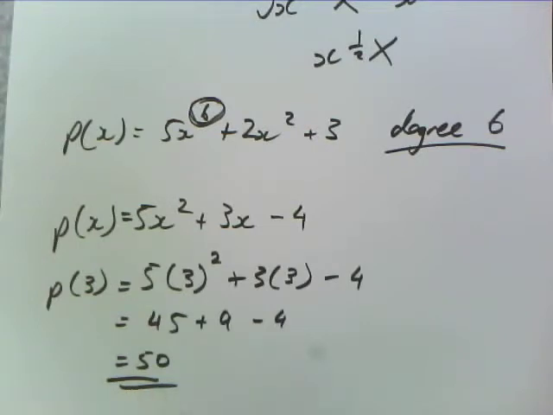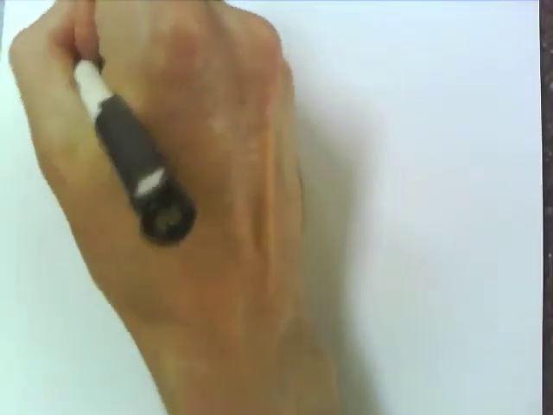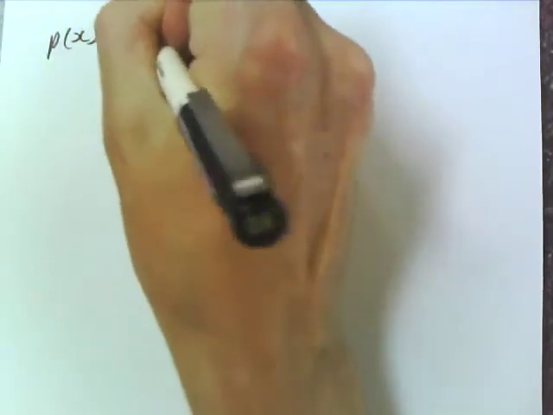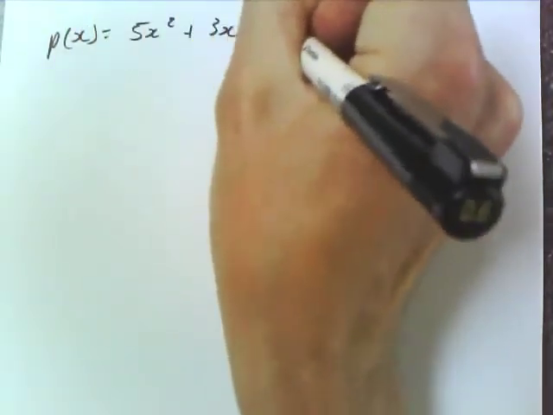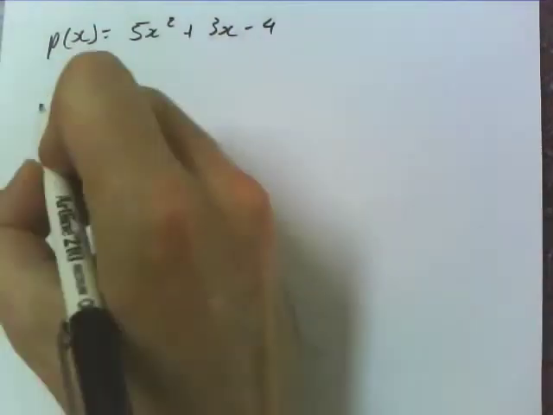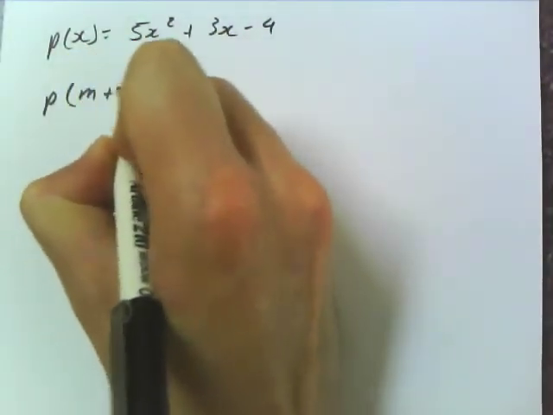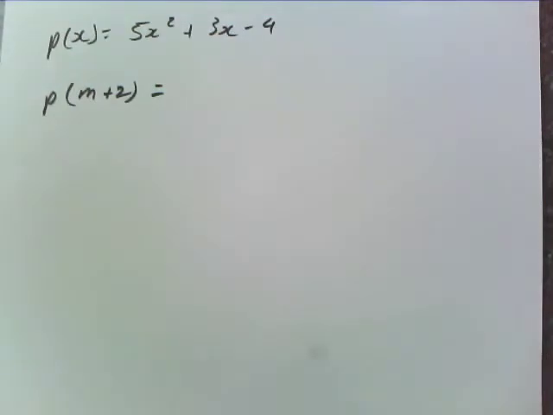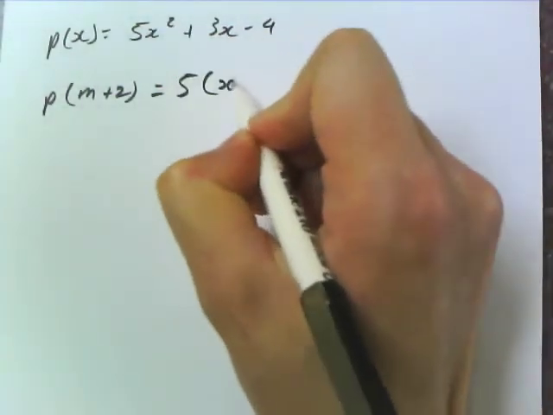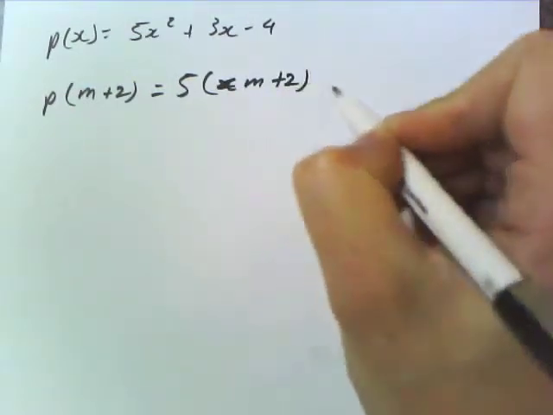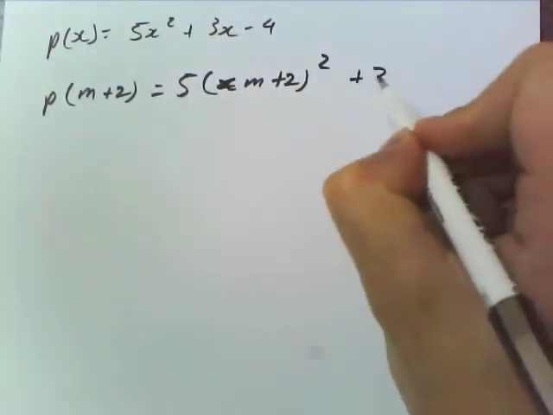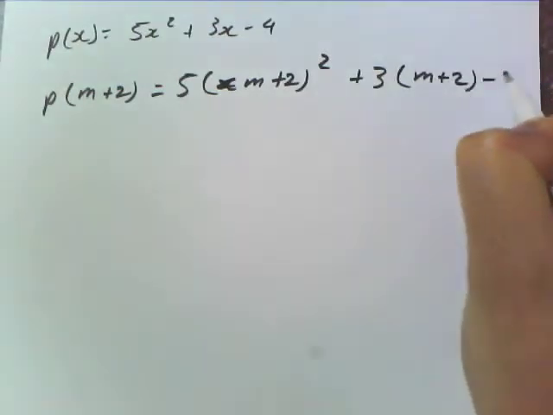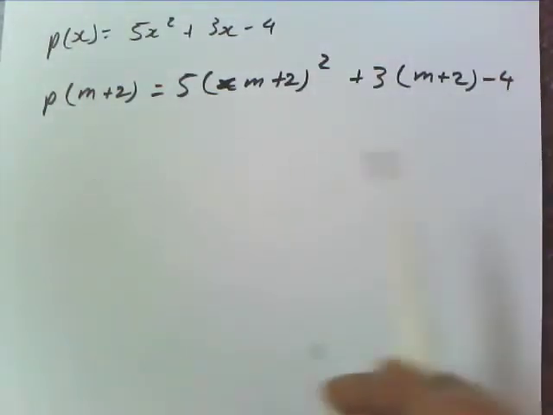Other times they might ask you to substitute in other letters. So if we use our same example of p(x) equals 5x squared plus 3x minus 4, so that's the same example we just used, and they might have said m plus 2. So substitute m plus 2 in instead of x, is all this is saying. So again, everywhere there was an x, you just write m plus 2 in brackets. Okay, and in this situation we're not going to evaluate that, but that's what that means.